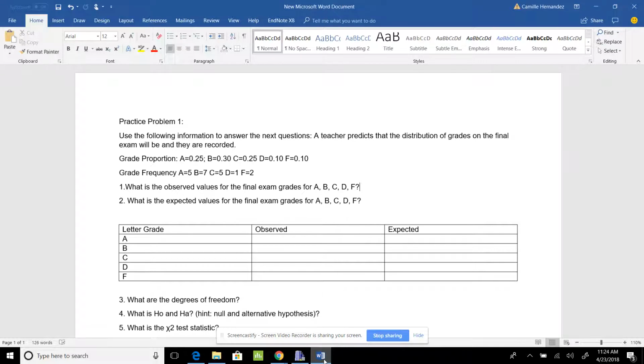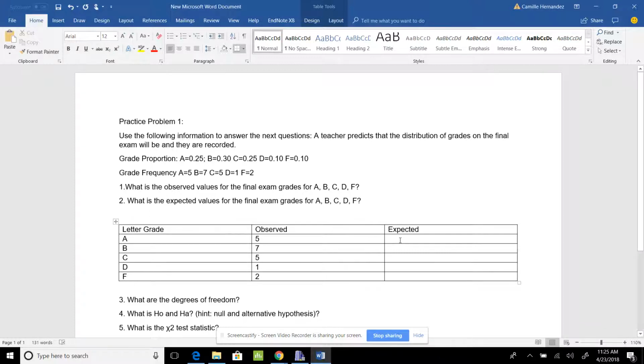So the grade frequencies, these were the grades that actually occurred. She had 5 A's, 7 B's, 5 C's, 1 D, and 2 F's. So the first question is, what is the observed value for the final exam grades on the A, B, C, D, and F? That's really easy for me. And look, I made a table to make my life easier. So for A's, she had 5, B, she had 7, C, she had 5, D, she had 1, and F, she had 2.